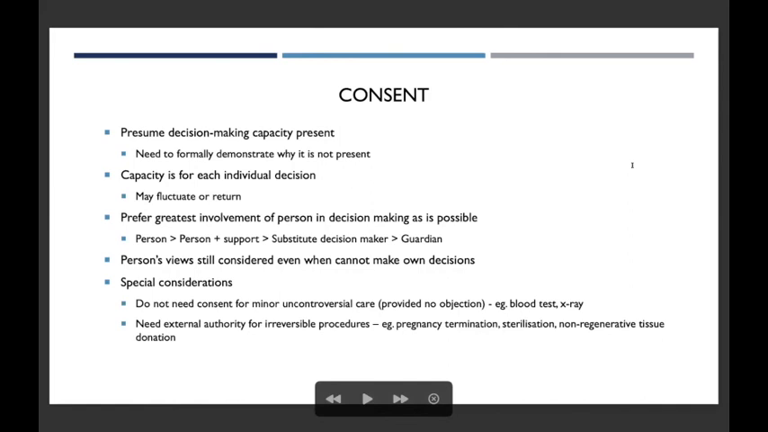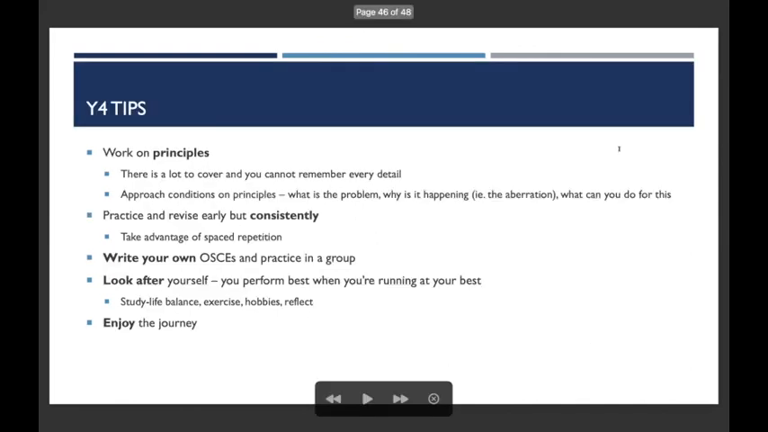And basically there are some special considerations. If it's minor uncontroversial care, such as a blood test, that's okay as long as they're not objecting. But if it's an irreversible significant procedure, such as a pregnancy termination, then we need special authority from a guardianship tribunal.